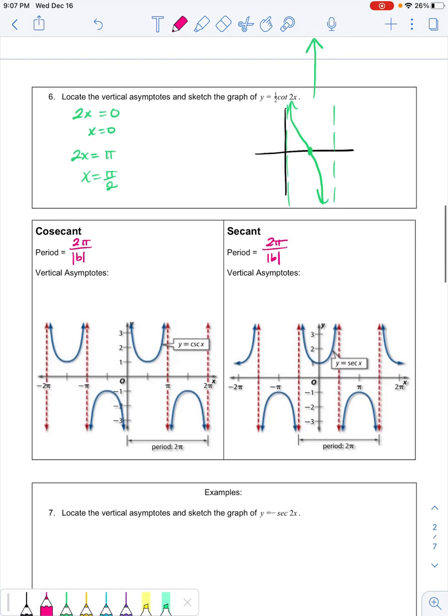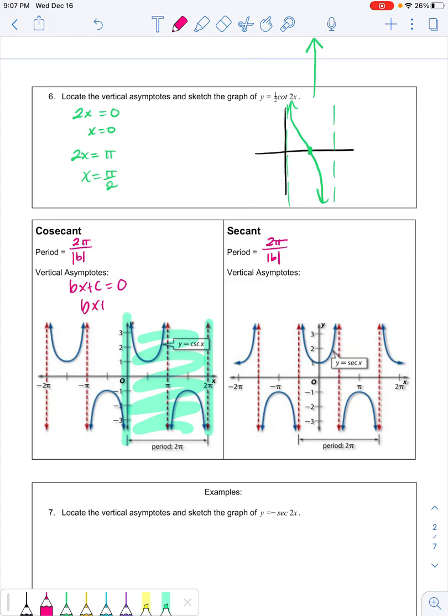Okay, to find the vertical asymptotes, I'm going to try to highlight the sections. In the cosecant curve, you're going to use 0 and pi over 2. So you're using this middle section of the graph. So you're going to take that bx plus c, set it equal to 0 to find your first asymptote. Take your bx plus c, set it equal to 2 pi to find your second asymptote.